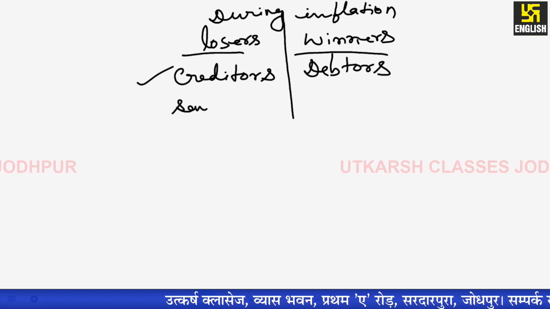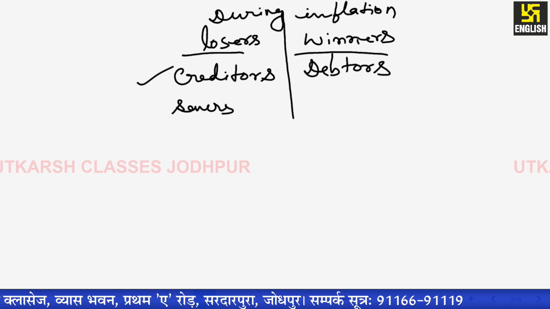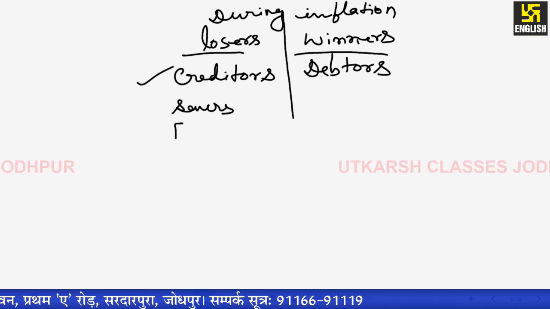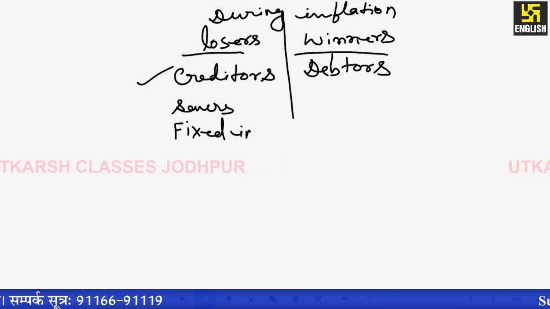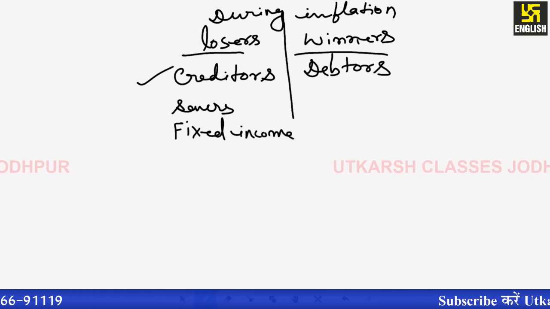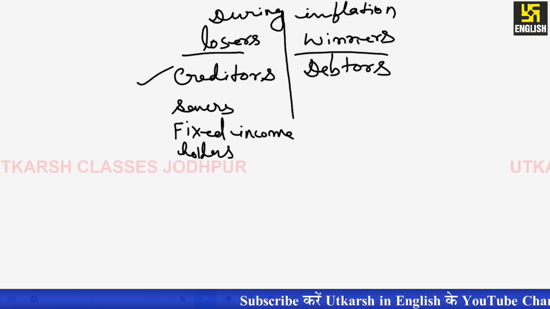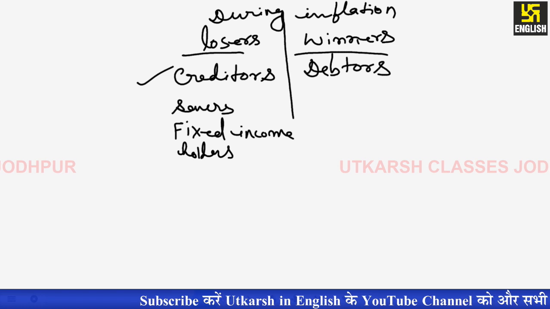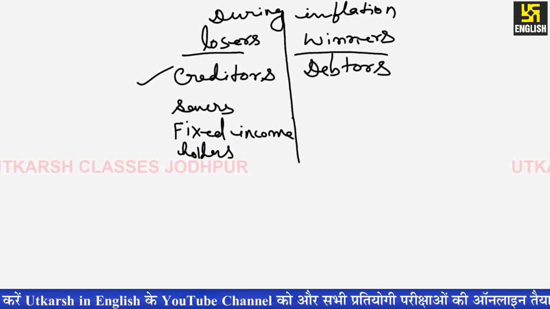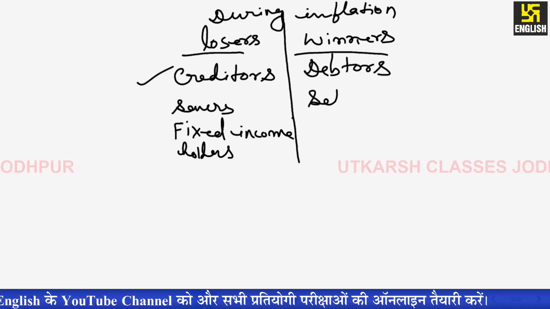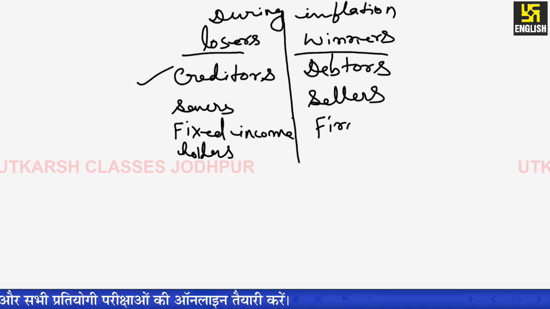Savers are also called losers during inflation, and fixed income holders like pensioners are also losers during inflation. Fixed income holders are also called losers. And who are the winners? The debtors are the winners, the sellers are the winners, the firms are the winners.